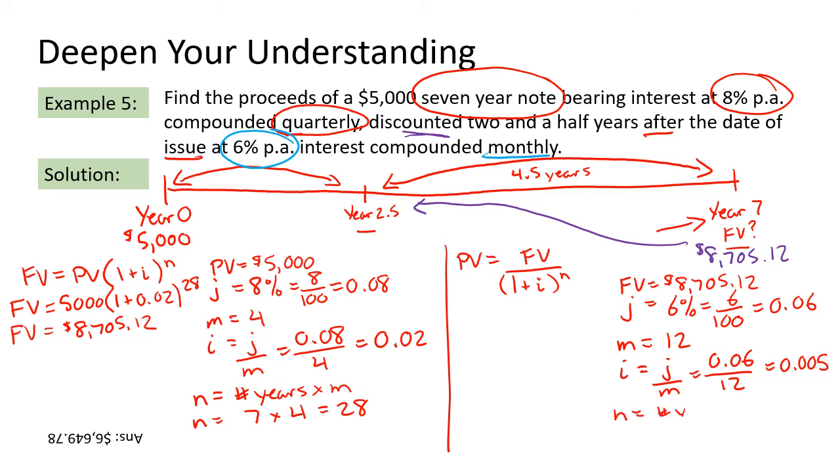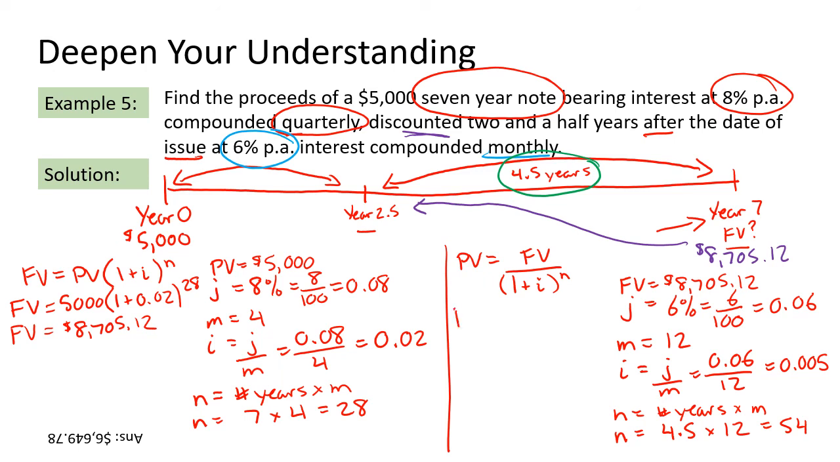Our last step, n, okay, is simple. It's the number of years multiplied by our number of compounding periods per year. Again, this is why I said it's simple, because we already know it's 4.5 years, okay, before the maturity date, which is year number 7. We calculated that earlier. So we can substitute that in, 4.5 years multiplied by 12, because our number of compounding periods per year is 12, and we get an answer of 54. So now we can substitute all these values in and solve.